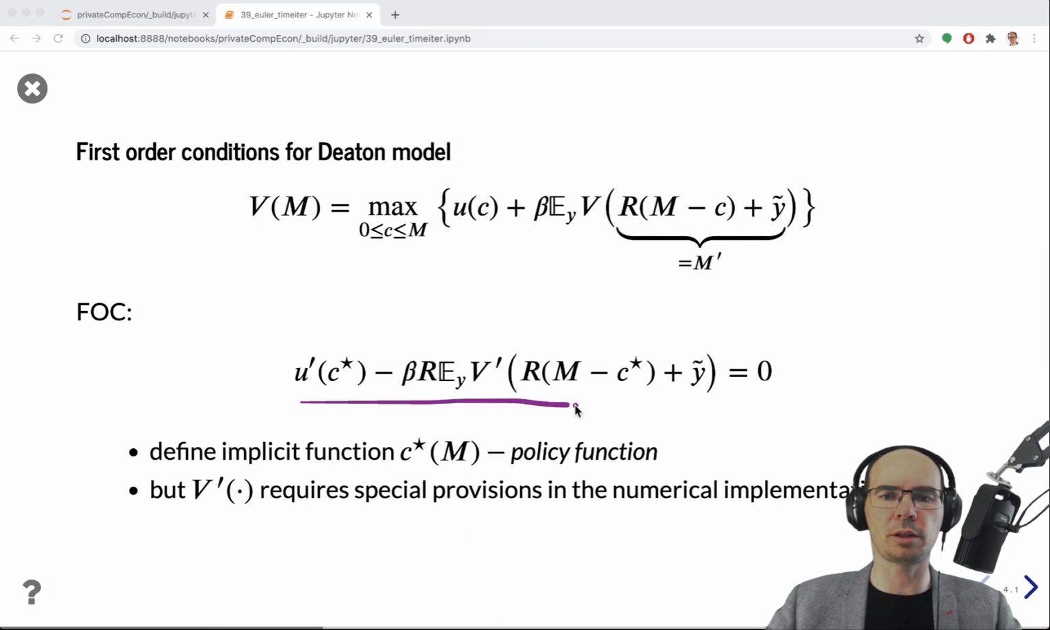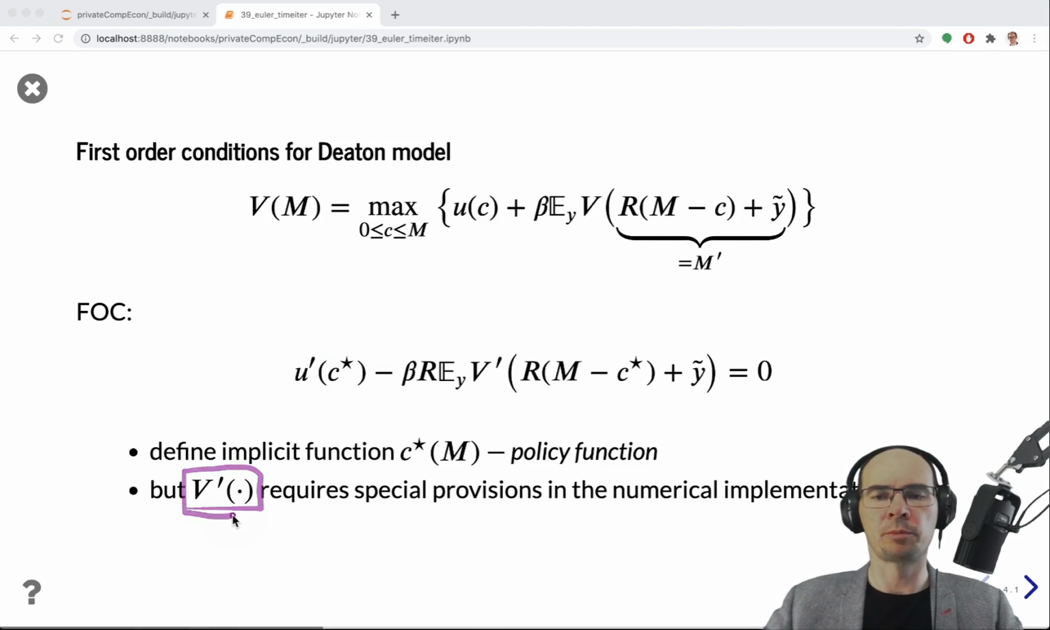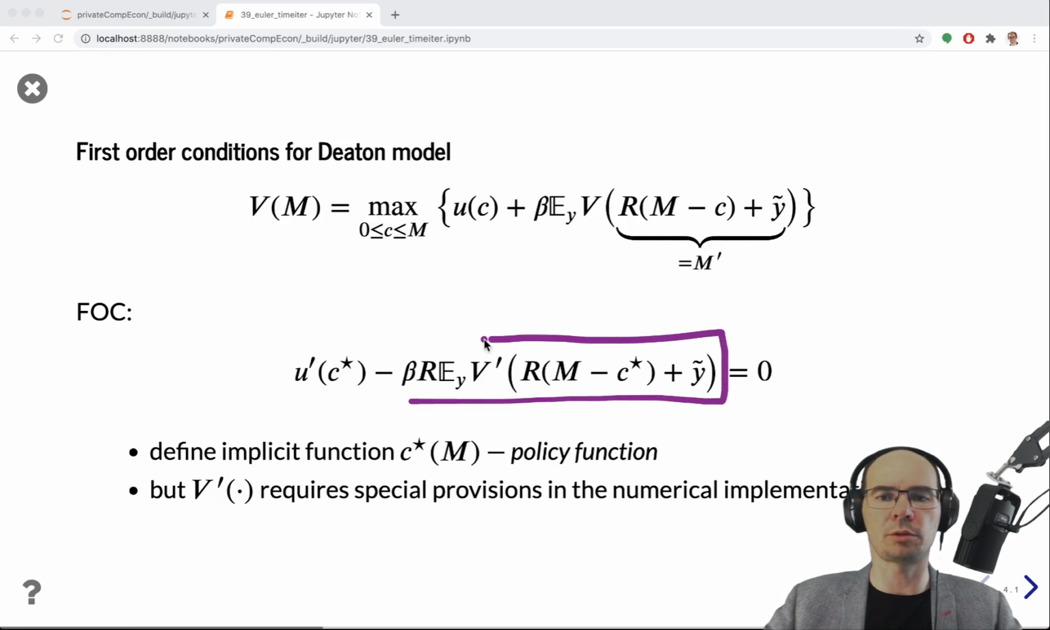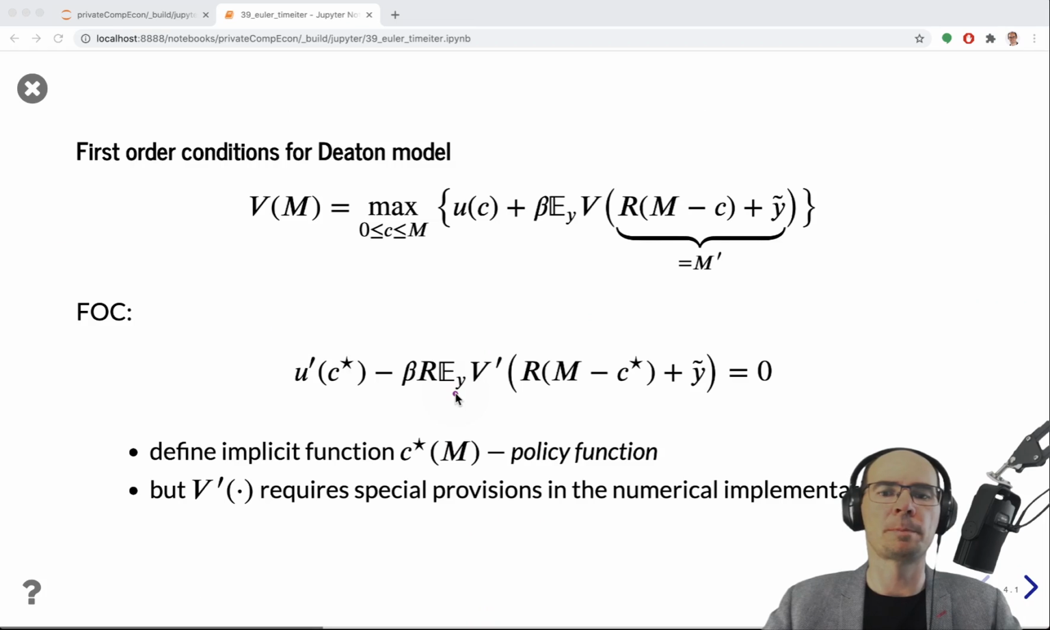Now, to implement this, to calculate the optimal consumption numerically, we would have to have the derivative of the value function. And if you remember, we are dealing with this expectation and calculation of this whole term by interpolating the value function and then computing the expectation using quadrature or something like that.